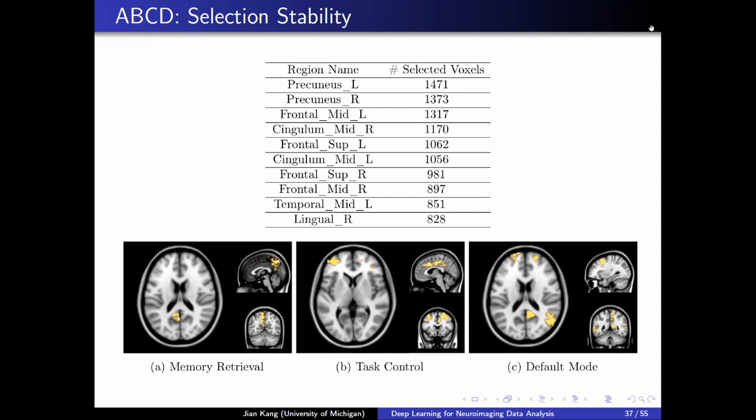Okay, and we identify several important regions which are potentially related to interpretation, based on cognitive science knowledge, matching their functions like memory retrieval, task control, and default mode network.